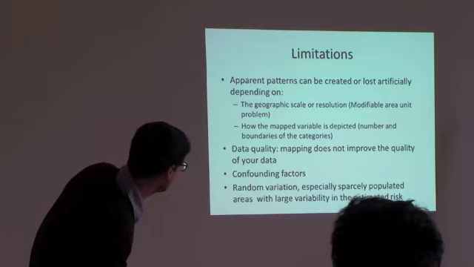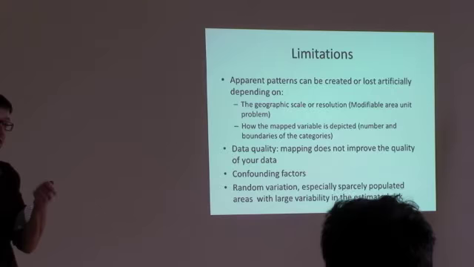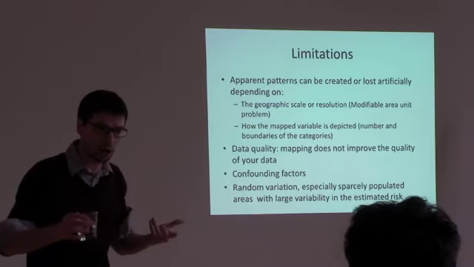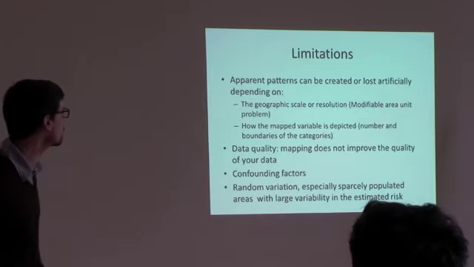Mapping has some limitations. Some of the limitations are directly linked to the geographical aspect of the exercise. Some of them are very common to any surveillance data. Maybe two things are specific to the exercise of mapping. The first one is called the modifiable area unit problem.